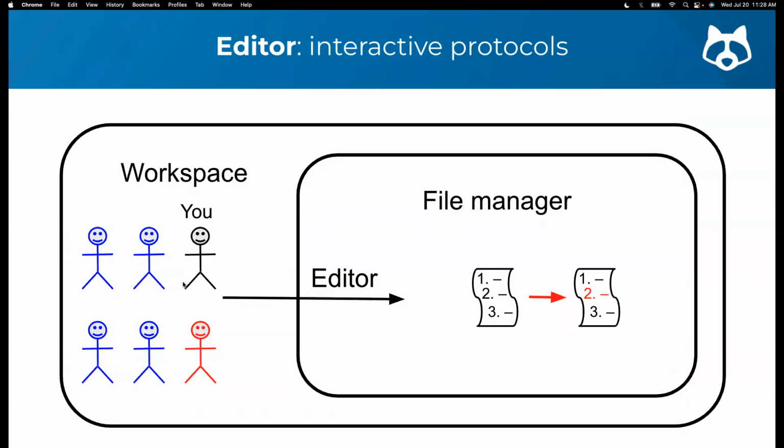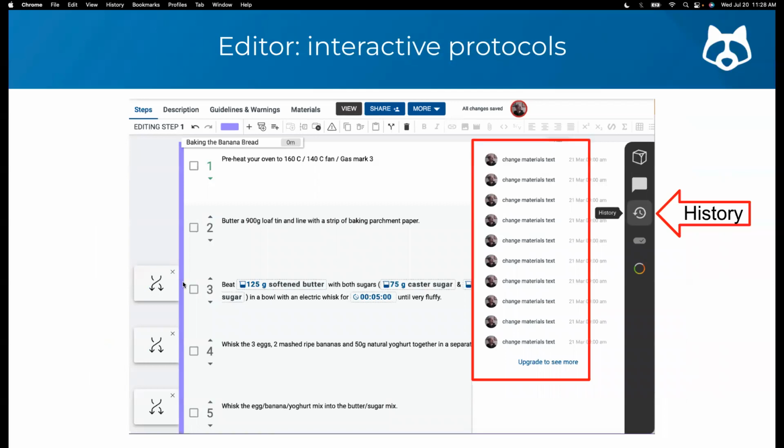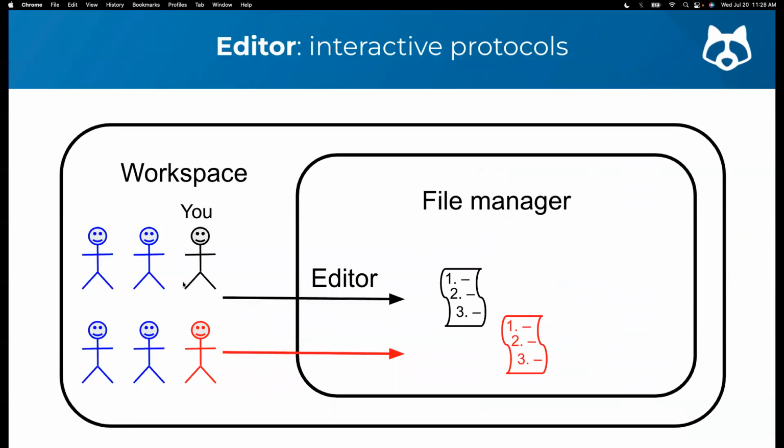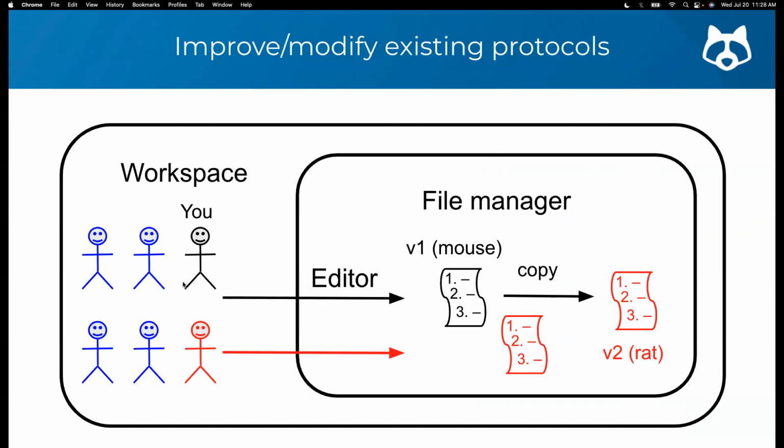The members of the workspace can also make changes to the protocols. And as I mentioned previously, there is a detailed log of all implemented changes, which can be reverted if needed. The members of a workspace can also create their own protocols or make a copy of an existing protocol and modify it according to their needs. For example, an original protocol could have been created to work with mice and a new version optimized to work with rats.